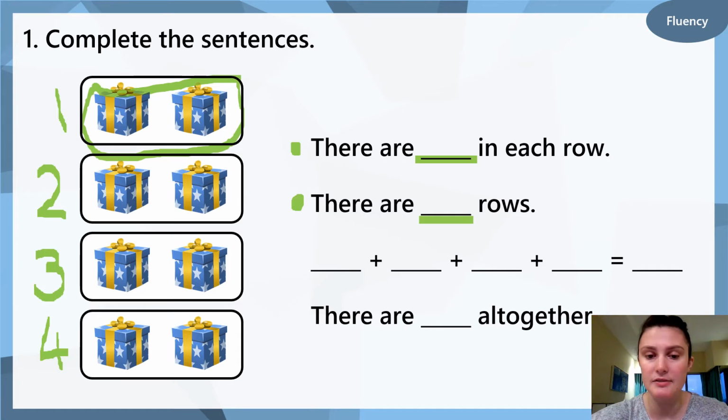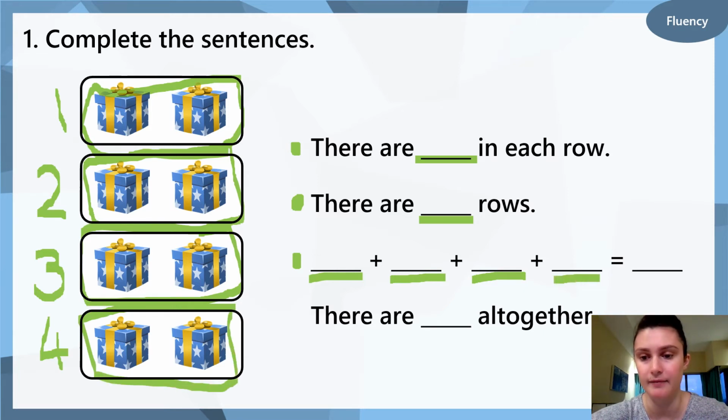Okay, next we need to write our number sentence. So how many are in the first row? We need to write it on the first line. How many are in the second row? We need to write it on the second line. How many are in the third row? We need to write it on the third line. How many are in the fourth row? We need to write it on the fourth line. Then we can choose. We can add all of these numbers, or we can skip count. Use our skip counting to count these numbers.